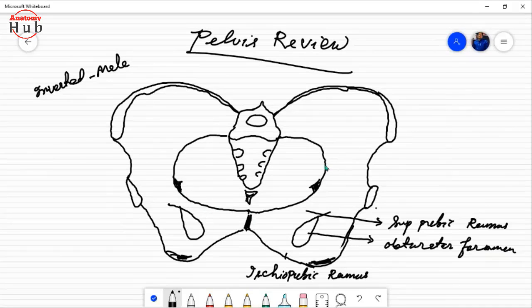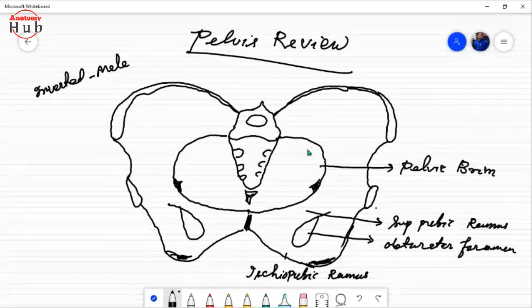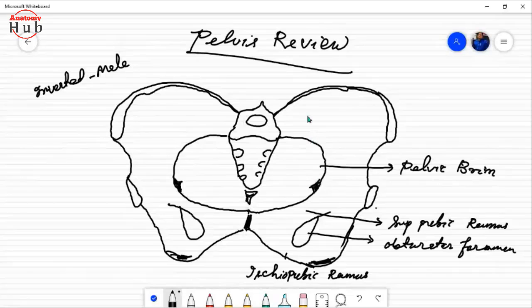Okay, and as you know, this whole line we have drawn here in oval shape is known as your pelvic brim. This pelvic brim divides the whole pelvis into two parts. Just above this pelvic brim, whatever is present over here is the false pelvis, and just below the pelvic brim, whatever space is present over there will be known as your true pelvis.